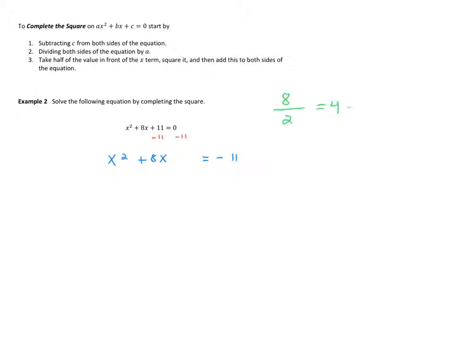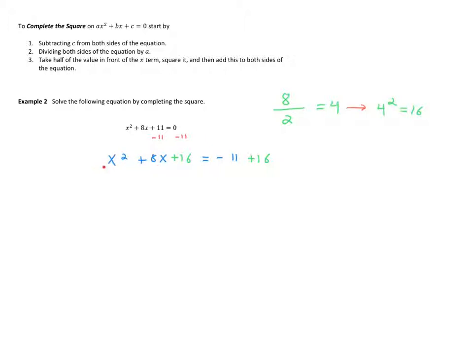I'm then going to take that number 4, and I'm going to square it, which gives me 16. I'm now going to add 16 to both sides of the equation. This is going to be one of those things where we'll have to look back and see why this is useful for us. But just to recap, the thing I just did was step 3.